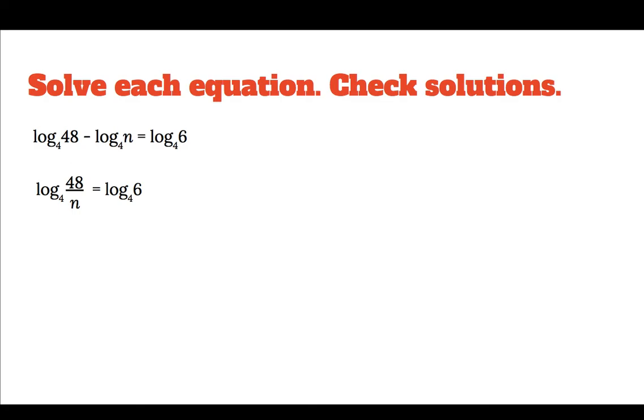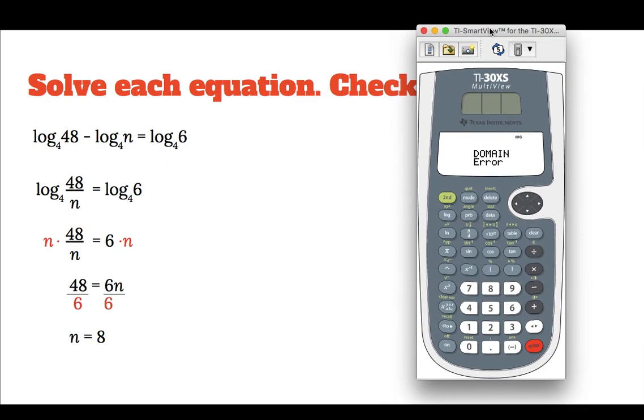Similar to what we had in the last example, I have a log on the left side and a log on the right side, so I can disregard the logs. I have 48 over n equals 6, and we solved that like we did in Algebra 1. Multiply both sides by n, you get 48 equals 6n. Divide by 6, so n has to equal 8. Now I go back to the calculator to make sure that this is a solution.